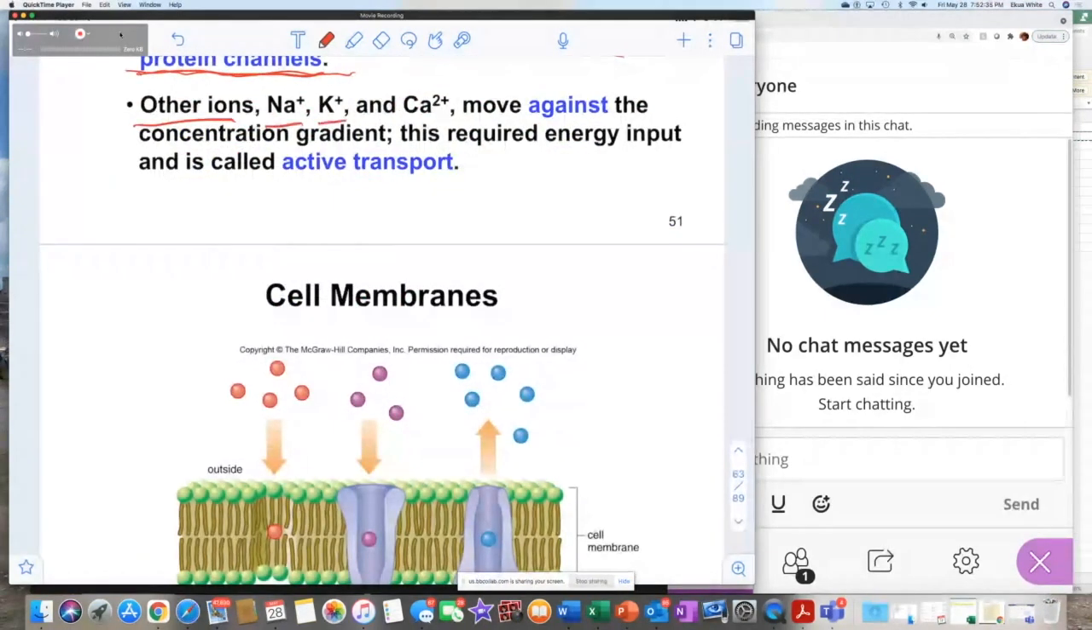Other ions such as sodium, potassium, and calcium ion, these tend to move against the concentration gradient, meaning they go from a low concentration to a high concentration. So for that, you have to actually kind of force them through. So they say this is active transport.